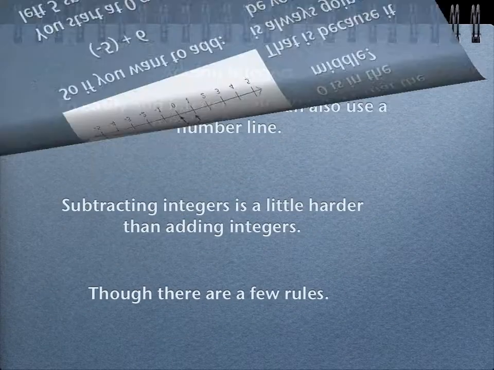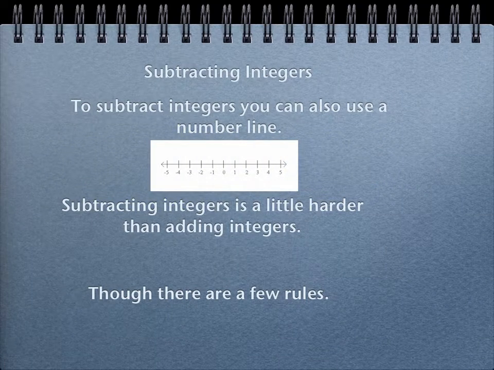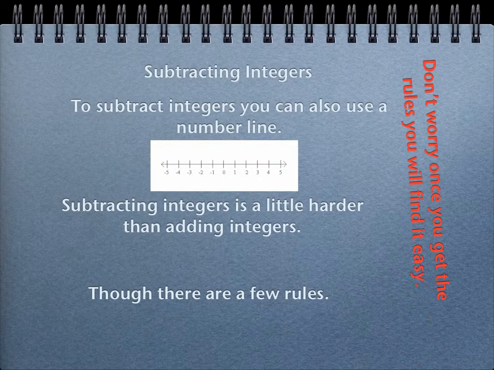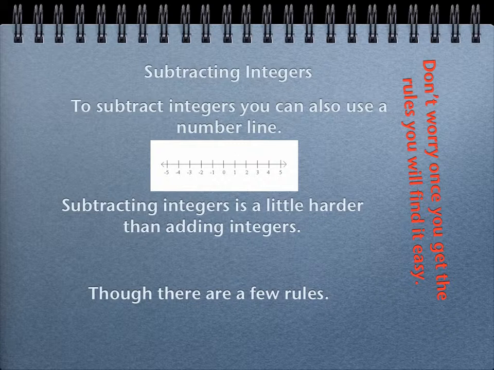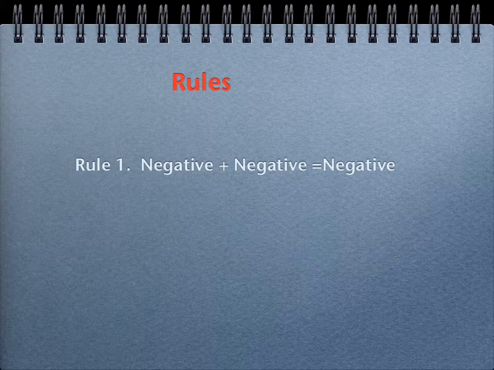To subtract integers, you can also use a number line. Subtracting integers is a little harder than adding them. But don't worry, once you get it, it'll be easy. But there are a few rules. Rule number 1, negative plus negative is negative.